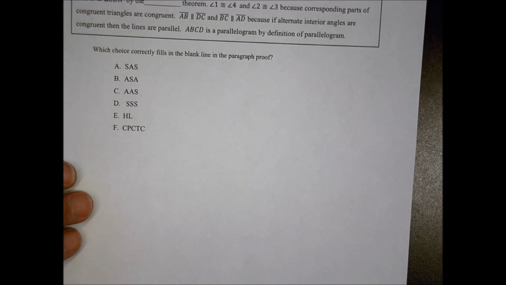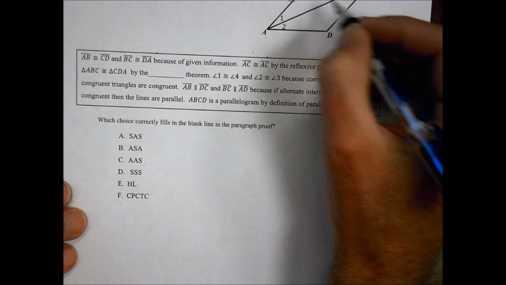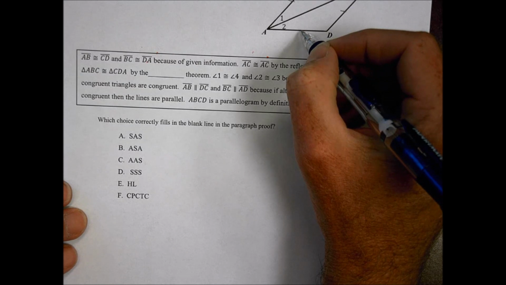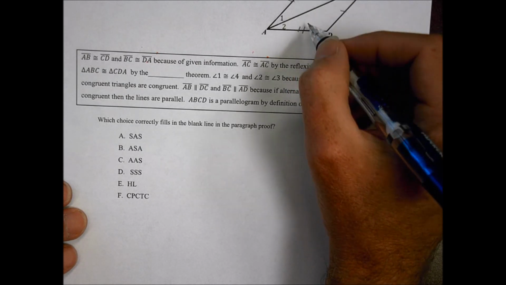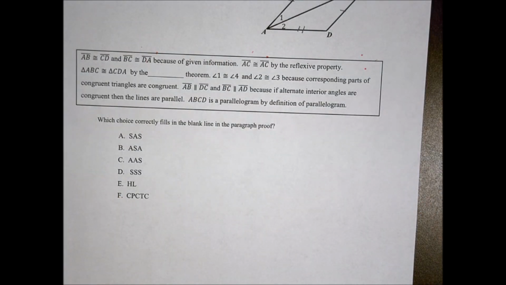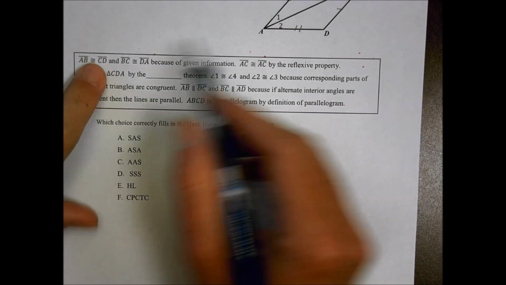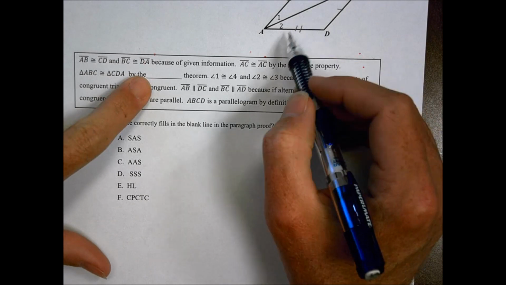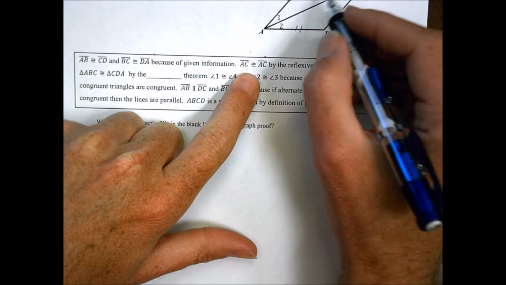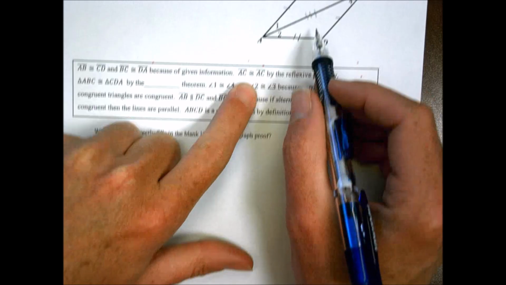It says Samantha must prove this theorem. If AB equals DC and BC is congruent to DA, then ABCD is a parallelogram. Okay, so Samantha must prove this theorem. Let's see. AB equals CD and BC equals DA because of given information. Got it. AC equals AC by the reflexive property. That's a true statement, so we can put that into our picture there.